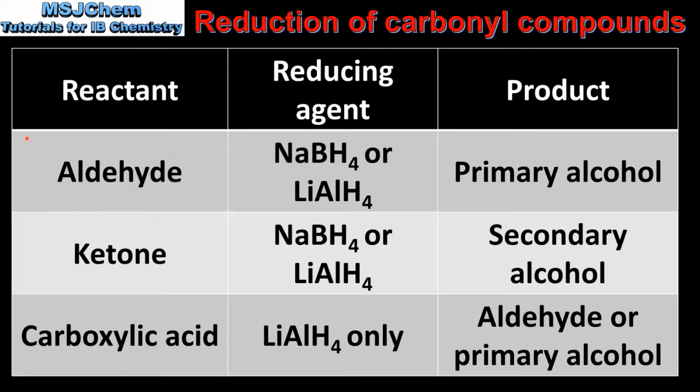Let's end the video with a summary. Aldehydes can be reduced to primary alcohols. The reducing agent can either be sodium borohydride or lithium aluminium hydride. Ketones can be reduced to secondary alcohols. The reducing agent can either be sodium borohydride or lithium aluminium hydride. And carboxylic acids can be reduced to form either aldehydes or primary alcohols. The reducing agent is lithium aluminium hydride only. This is because sodium borohydride is not a strong enough reducing agent to reduce carboxylic acids.